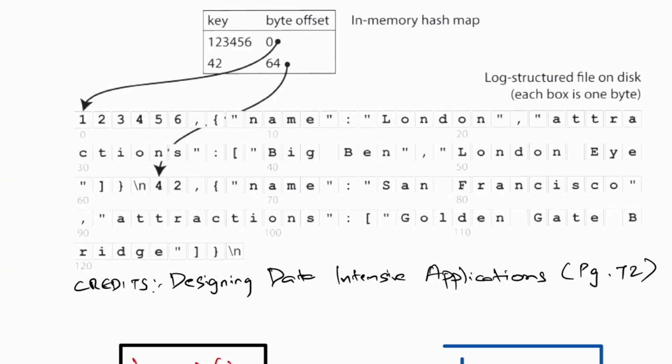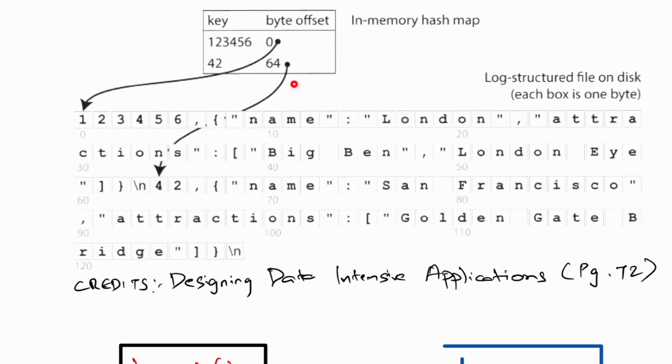You're saying this key can be found at this particular byte offset, right? Byte offset is nothing complex. You have a file, and you're just imagining that file as an array of bytes, as simple as that. When it's an array of bytes, at index 0 you will find the key 1 2 3 4 5 6. When you look at index 64, that is where you will find the key 42, and so on.